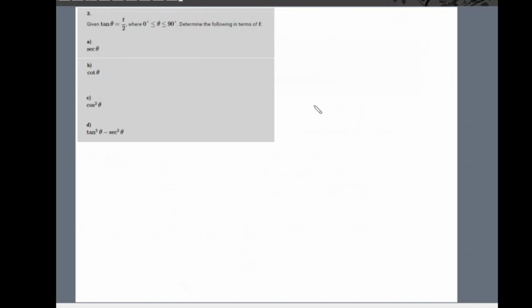Okay, so question 3. Given that tan theta is equal to t over 2, where theta is between 0 and 90 degrees, determine the following in terms of t. They tell us that tan theta is equal to that, and that theta is between 0 and 90 degrees. So because theta is between 0 and 90 degrees, we are in the first quadrant.